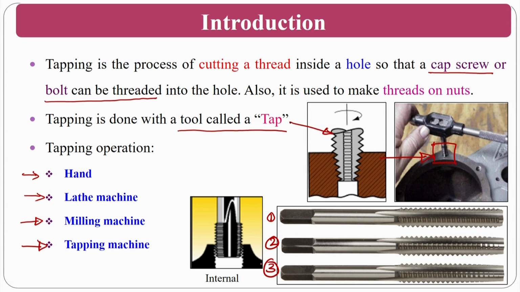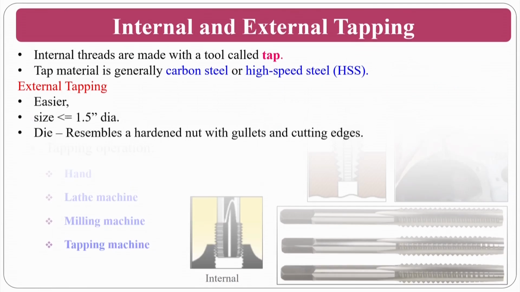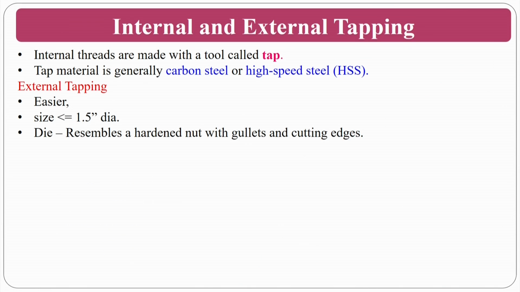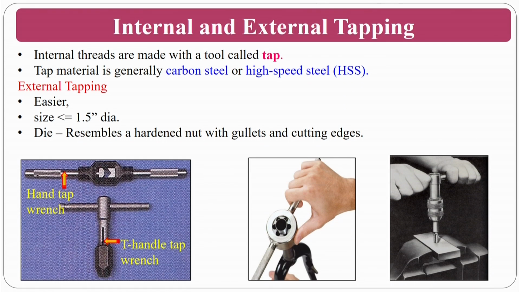Whenever somebody wants to purchase a tap set, normally people will purchase it as a set. Nowadays, because materials technology has developed, you can even go for a single tap, but advisable is you should go for a tap set. So one can generate the external as well as internal. This is how the external threadings will be done.